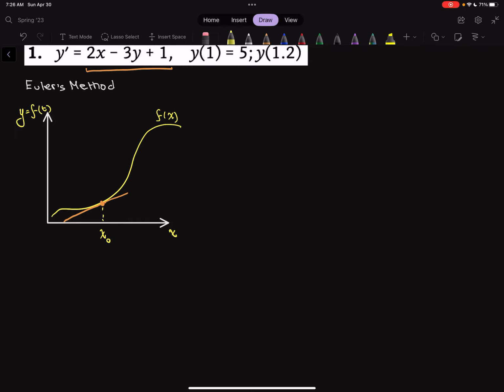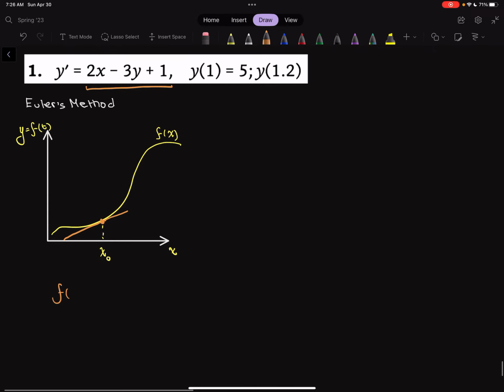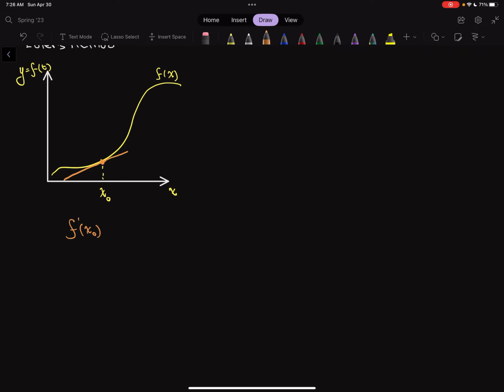So you're just going to do f. It's not going to be f of x. It's going to be some other function, g of x, evaluated at x naught. Or in other words, you can say that that is the derivative of the function f of x at x naught. That gives you the slope.